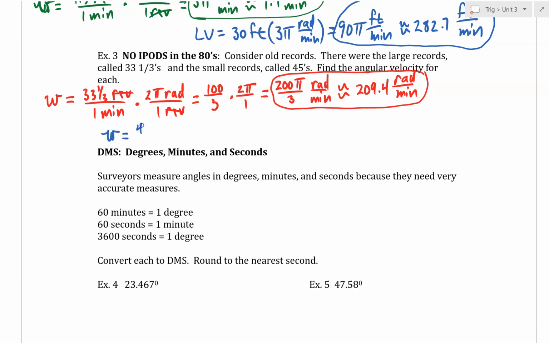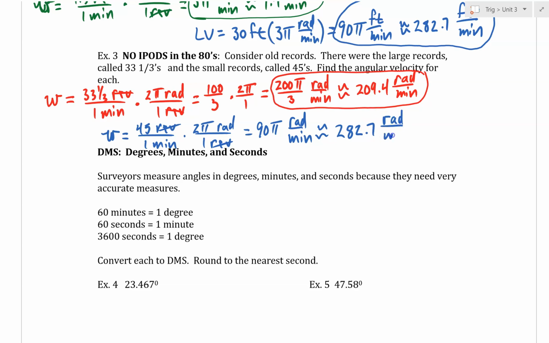Now the other one was saying 45, and this is revs per 1 minute, multiplying by 2 pi rads per 1 rev. Revs go away, we're going to be left with 90 pi rads per minute. This is roughly 282.7 again, rads per minute.